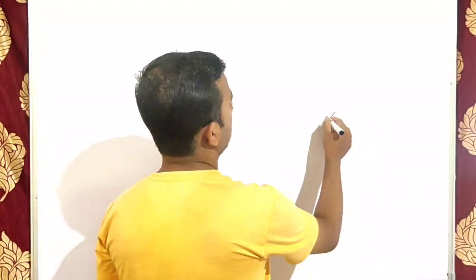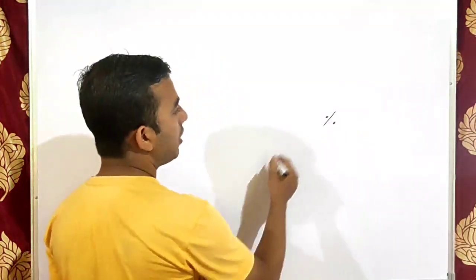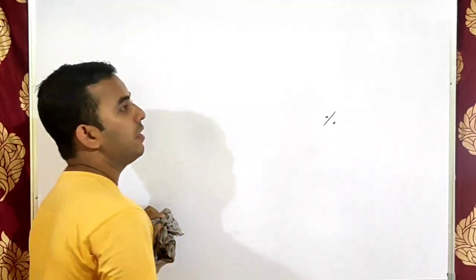So basically what was percentage? Percentage comes from the word percent. Per means 1, cent means 100, that is, percentage means 1 out of 100. It is represented by this sign. This sign is known as the percent sign, or percentage sign.